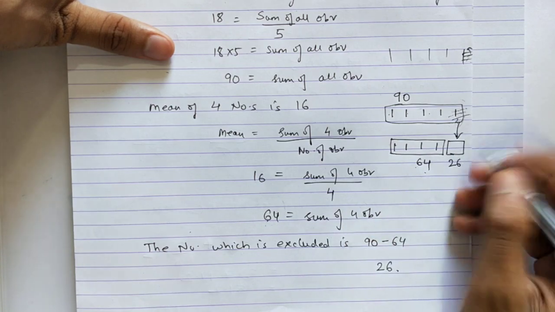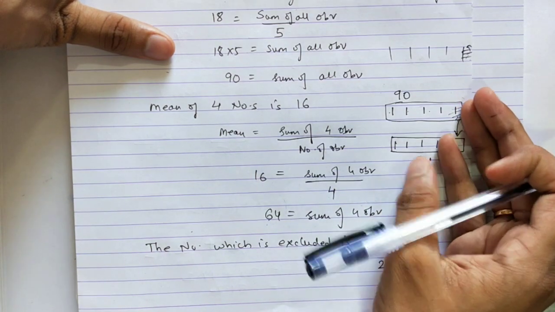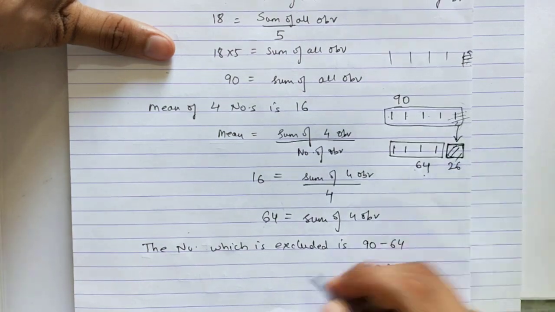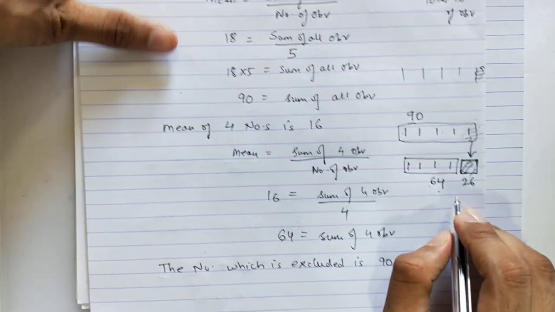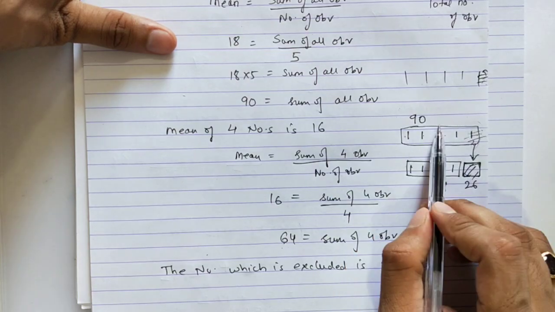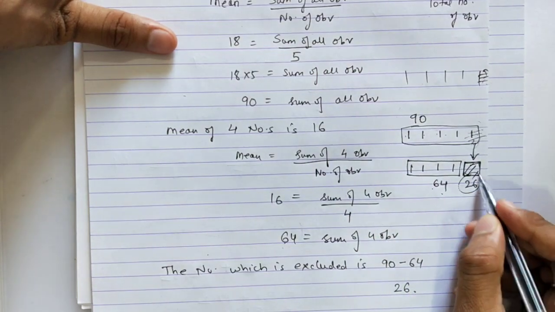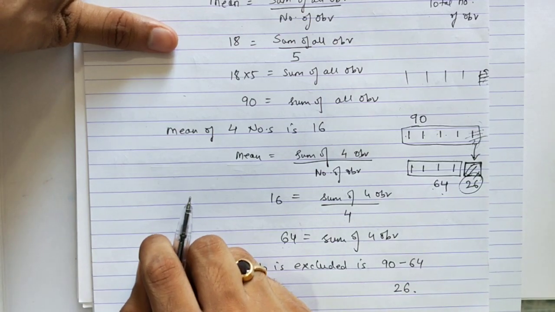Okay, because this 26 got excluded, the new total became 64. So they were asking us to find out this number. Understood how we did the sum? First we found the total of 5 numbers, then we found the total of 4 numbers, then we subtracted them, and we got the excluded number.